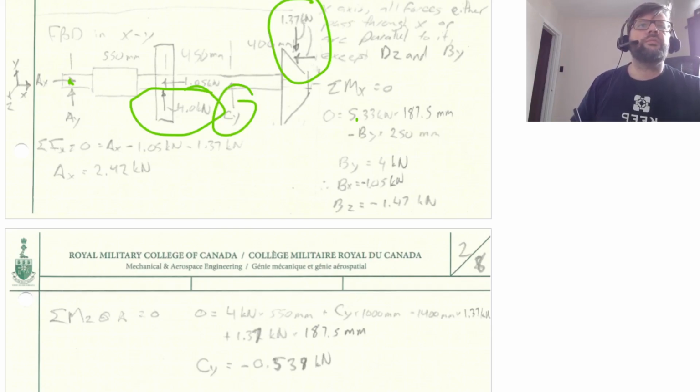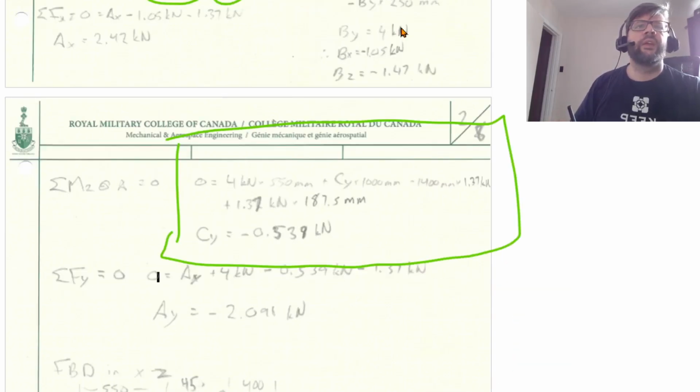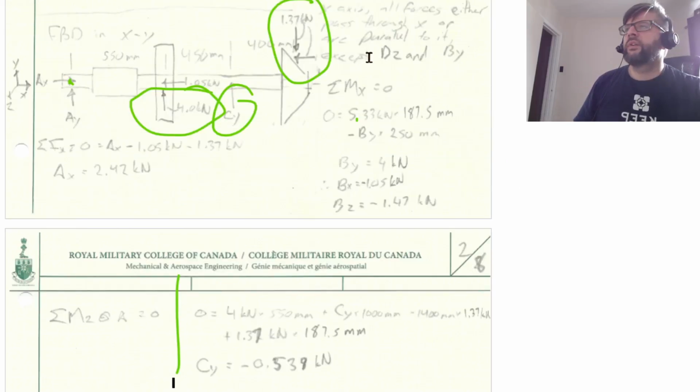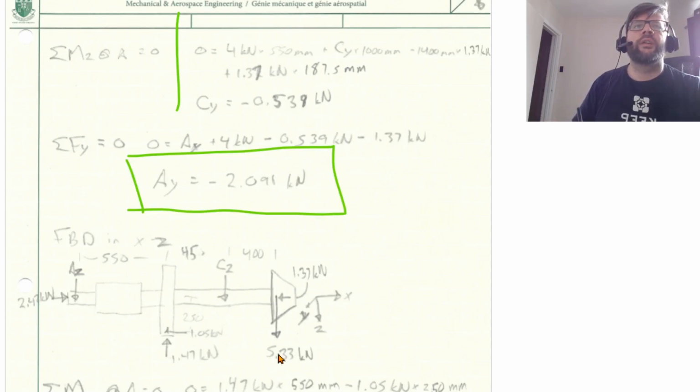Solving for that is relatively straightforward. Cy ends up being negative 0.539 kilonewtons. And then once we have that, we can solve for what Ay is just by doing the sum of the forces in the y direction. Again, that's fairly straightforward. So Ay ends up being a negative 2.091 kilonewtons.